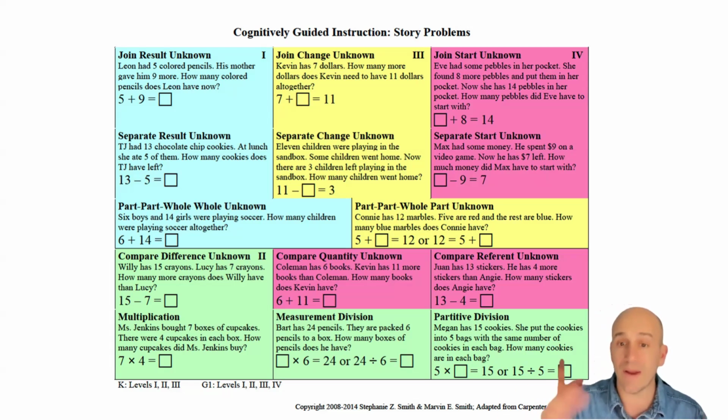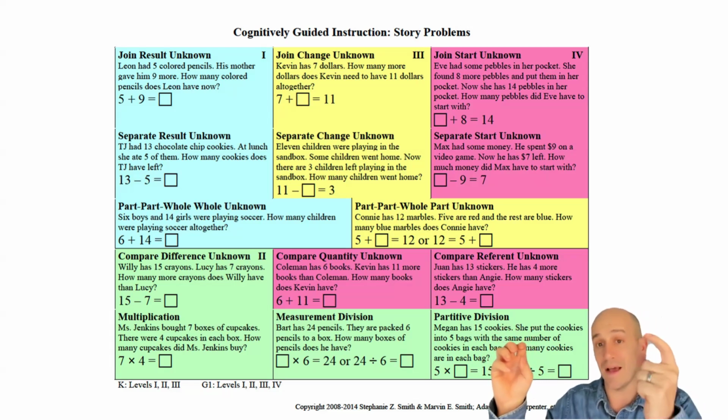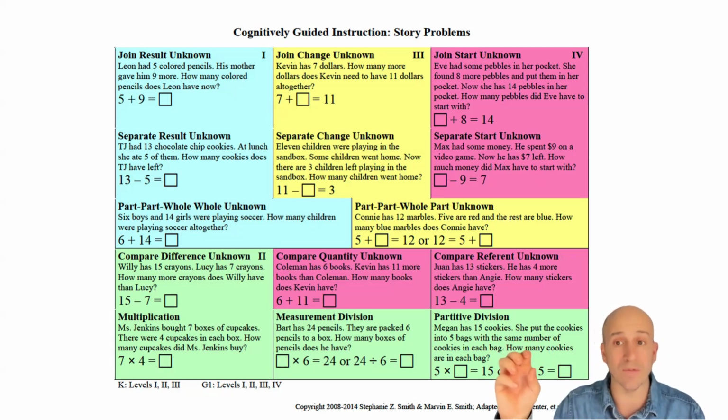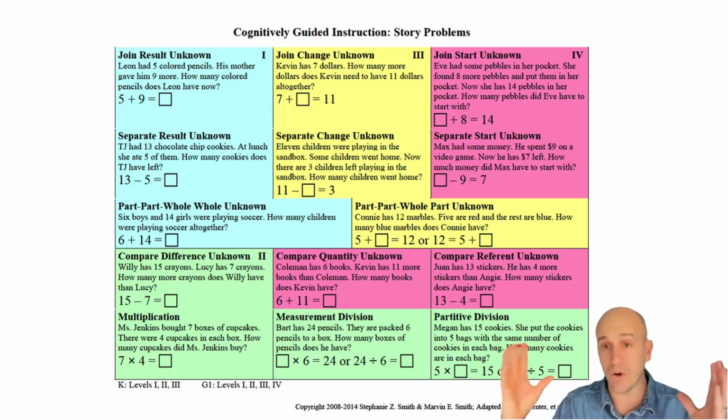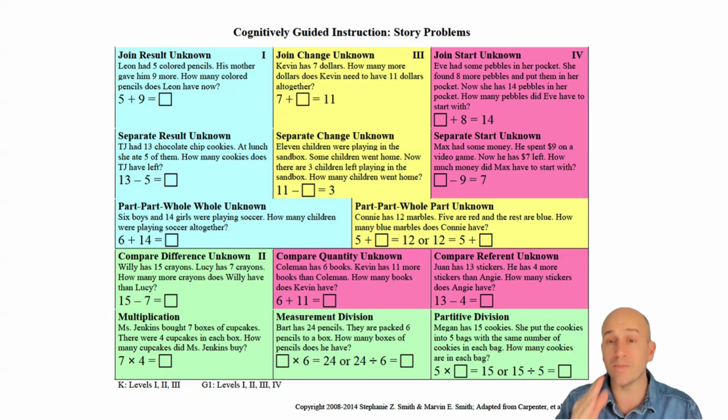Or separating, right? Measuring. Actually knowing how much is the total and how much is in each group, and measuring out to find the number of groups. Or the opposite, which is partitive division: knowing the total, knowing the number of groups, and figuring out how many goes in each group.